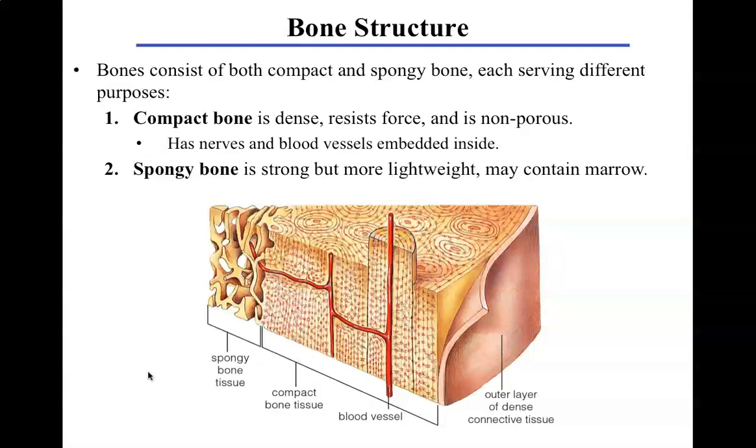It shouldn't be a surprise that there's nerves in your bones, because if you've ever broken a bone, which I have, it's pretty painful. That's because the nerves in the bone are letting you know something bad has happened. Spongy bone has more air spaces, so you can see it looks like this. Why is it spongy? Well, it's lightweight. It's still pretty strong, but those air spaces make it lighter. And spongy bone can contain marrow, which we'll talk about in just a second. Your bones are wrapped in connective tissue.